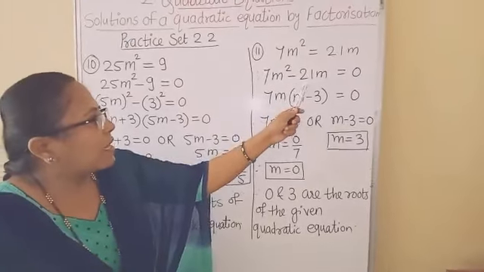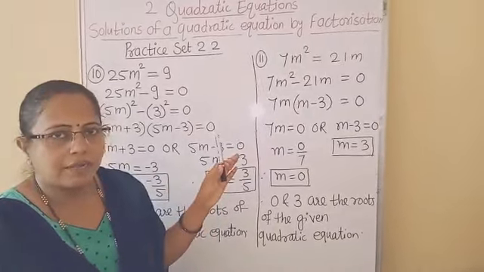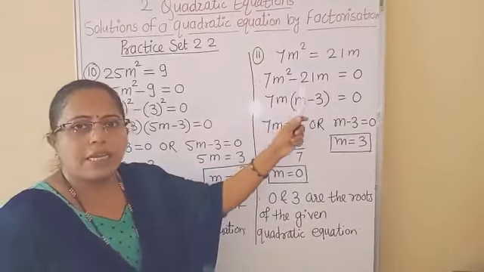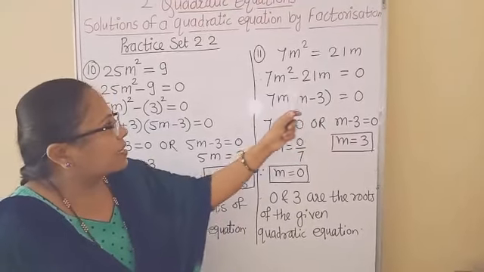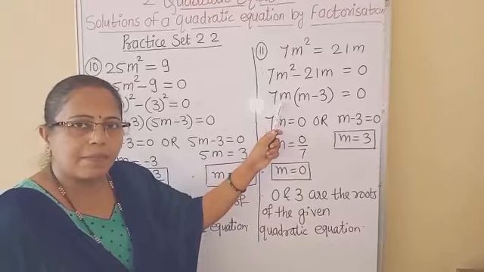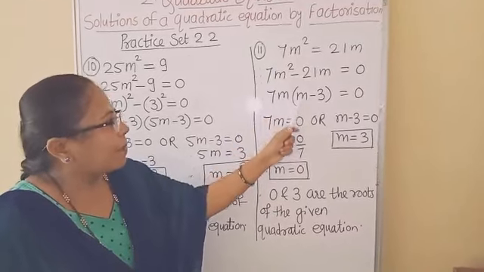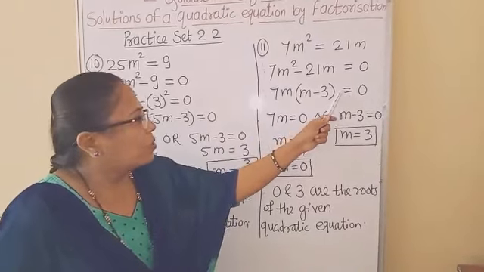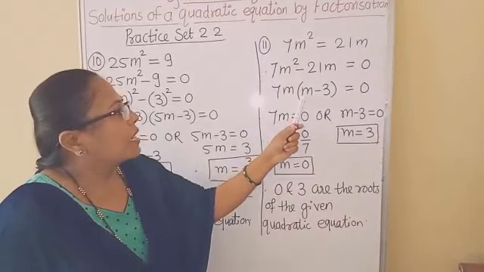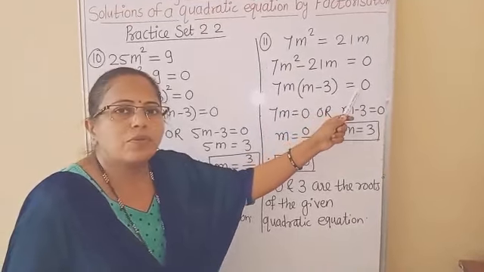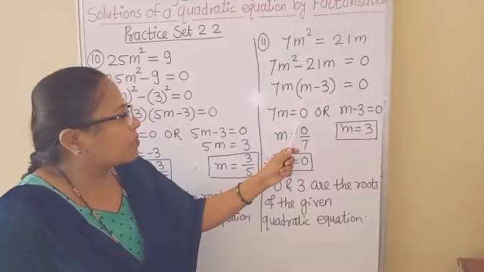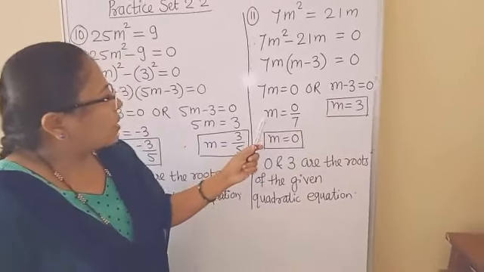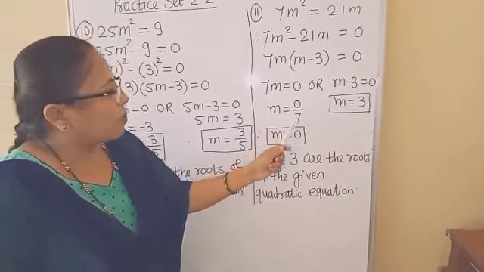Now 7m square and 21m are both not square terms. So we can't follow this rule. Okay. So simply we will find the factors of this binomial. So common factor from this binomial is 7m. Into bracket m minus, divide this by 7m, we will get 3 equal to 0. So 7m into m minus 3 equal to 0. So either 7m equal to 0 or m minus 3 equal to 0.